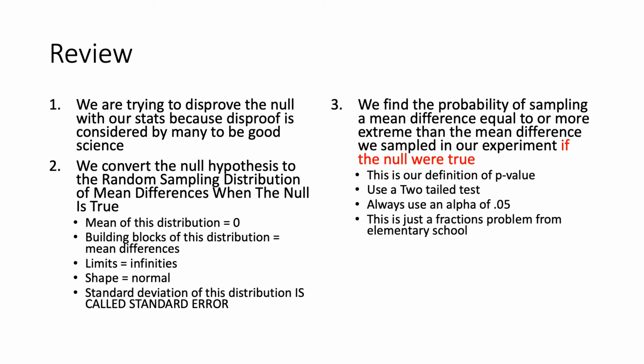We use a two-tailed test. We always use an alpha of 0.05. This is just a fractions problem from elementary school. And if our p-value is less than 0.05, that means that we are very, very unlikely to sample the mean difference we sampled if the null is true. We are so unlikely that we're saying we've disproven the null hypothesis that the true population mean difference is 0.